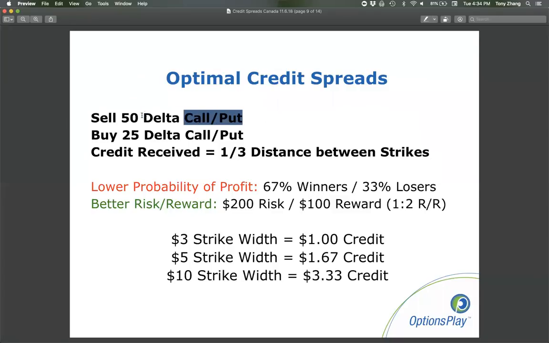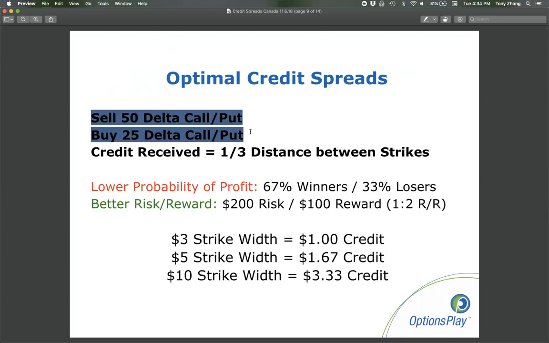So what we found is, generally speaking, it's best to sell a roughly at-the-money call or put, so a 50 delta call or put to start as the sell leg, and the buy leg is roughly about a 25 delta, a little further out of the money call or put against that. These are the two deltas that we find construct an optimal credit spread.